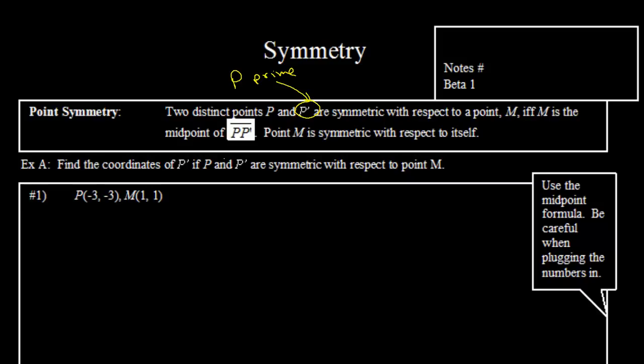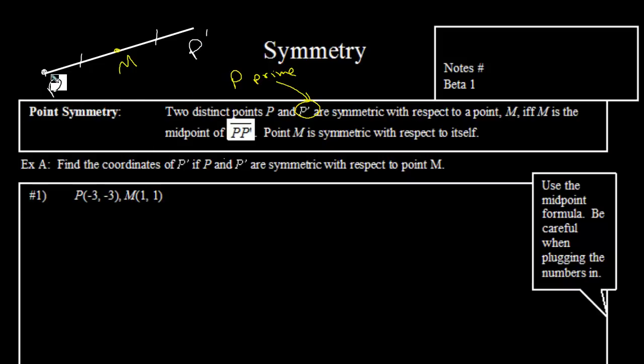Two distinct points P and P prime are symmetric with respect to a point M, if and only if M is the midpoint of segment P P prime. Point M is symmetric with respect to itself. So it's basically saying if you have a segment in which M is the midpoint, then P and P prime are symmetric with respect to that midpoint.